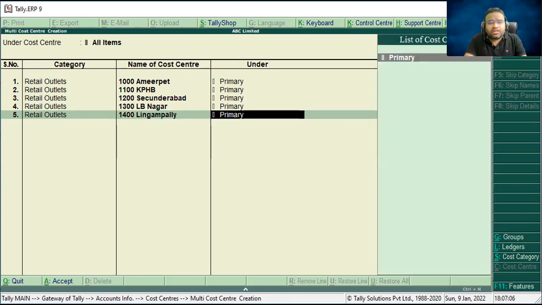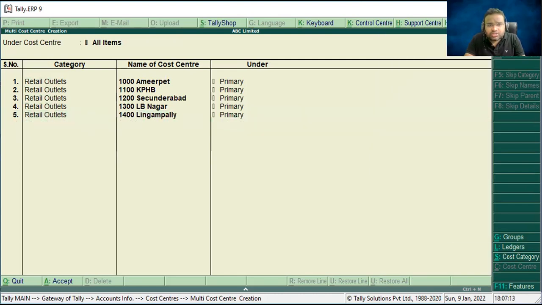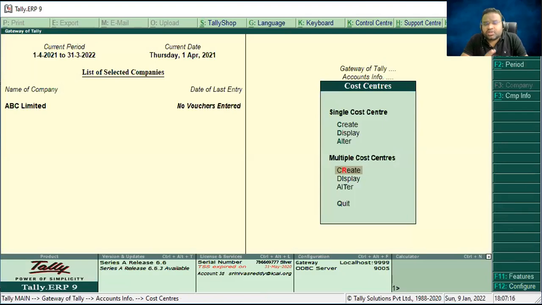I have considered 5 retail outlets. Understand here carefully how it is going to be used. So I'm accepting those five. Normally, if I incur repairs and maintenance and want to know separately, I need to create separate ledgers for repairs and maintenance: repairs and maintenance Amirpet, repairs and maintenance KPHB, LB Nagar, Lingampalli, and so on. Creating those many ledgers is difficult. That is the reason I've created cost centers.